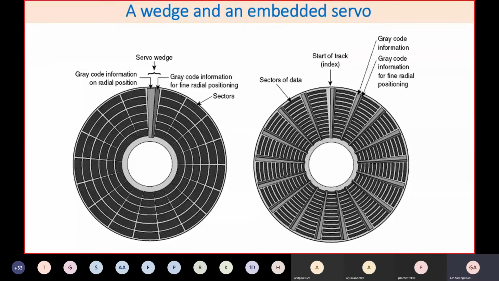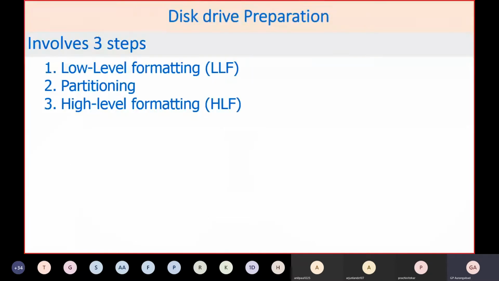So these are the three mechanisms. Normally the wedge servo mechanism is not used, but the embedded or dedicated servo mechanism is used to align or position your head perfectly below the track on the platter. So this is all about the hard disk mechanism, the hard disk parts, the working of the parts and the different terms.